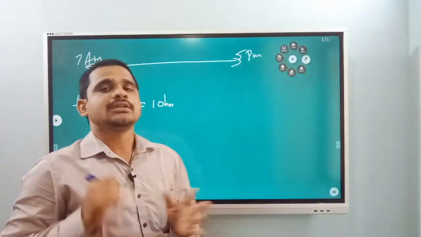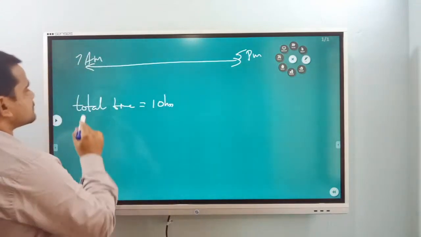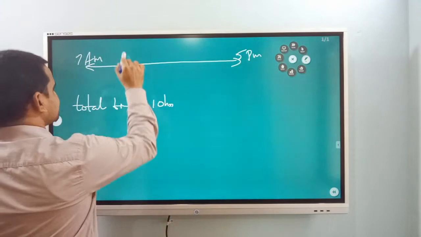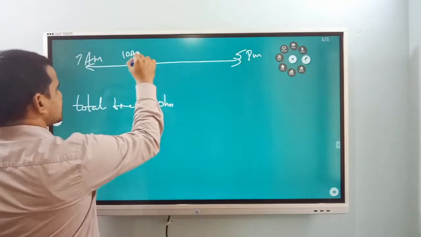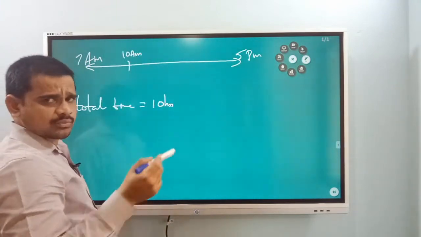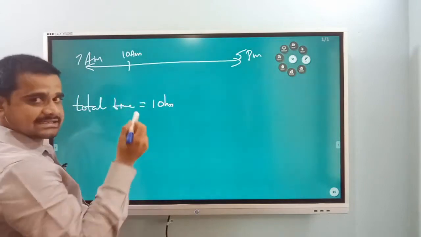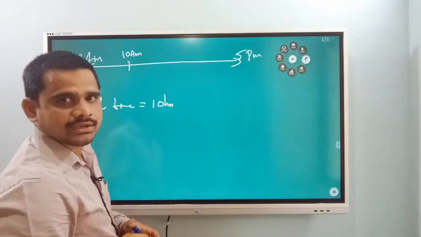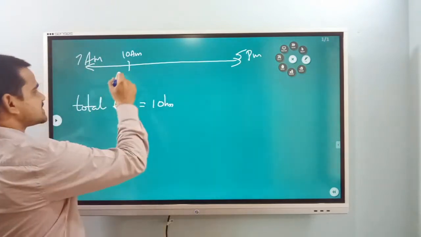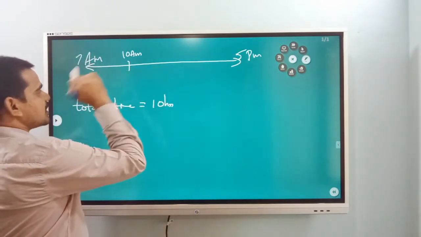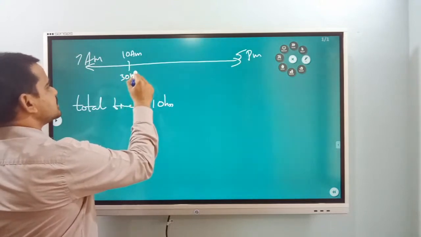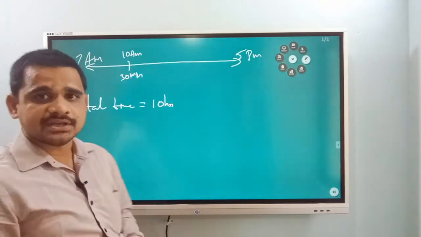Now, from 7 o'clock you were driving your car and you stopped at 10 a.m. for a small tea, let's consider, some small snacks. For snacks you halted somewhere. How much time did you wait? Let's imagine that you waited 30 minutes for tiffin or snacks. Let it be anything here.